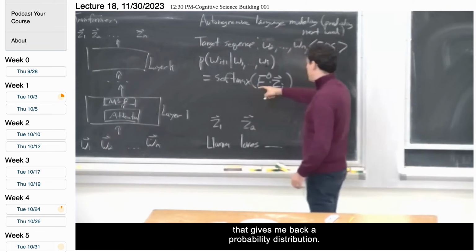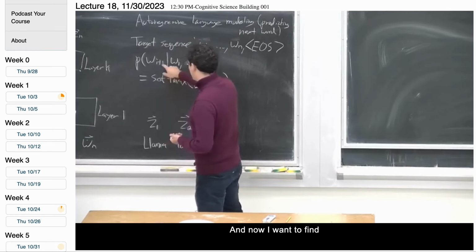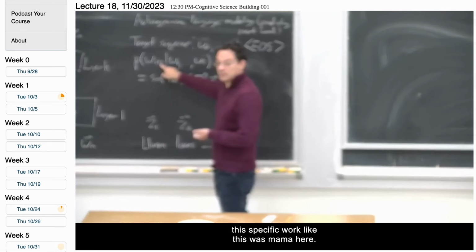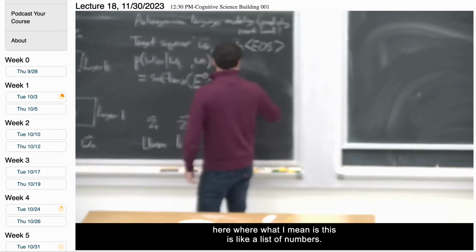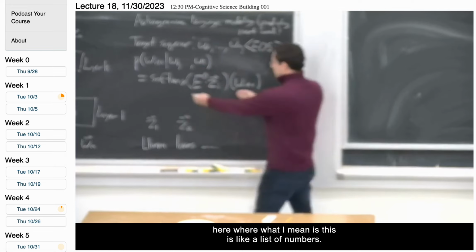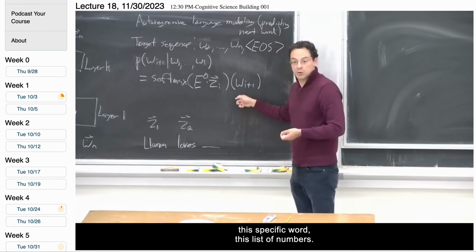So that gives me back a probability distribution, and now I want to find the actual probability of this specific word. Like this was llama here, and so I now need to look up where llama occurred in this distribution. So I'll use this notation here, where what I mean is, this is a list of numbers, and I'm just looking up the probability of this specific word in this list of numbers.